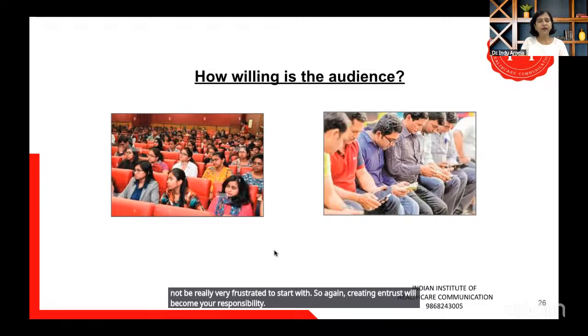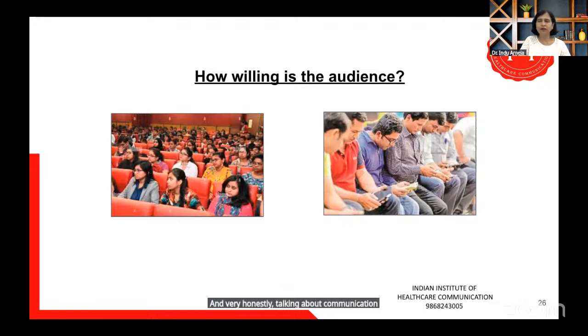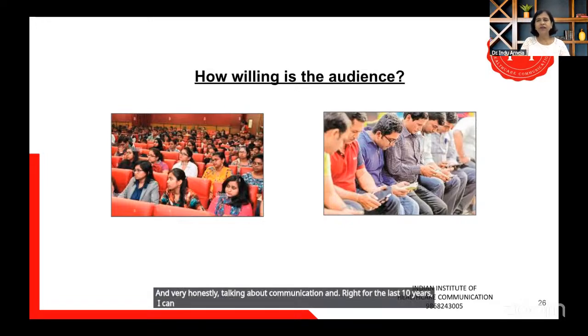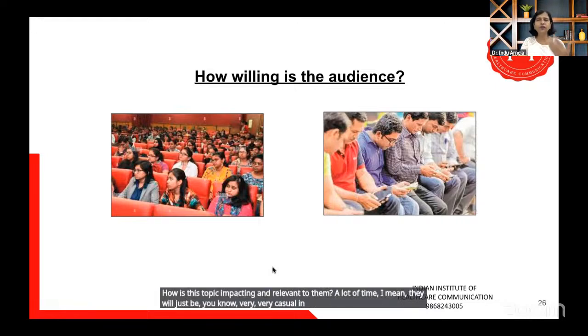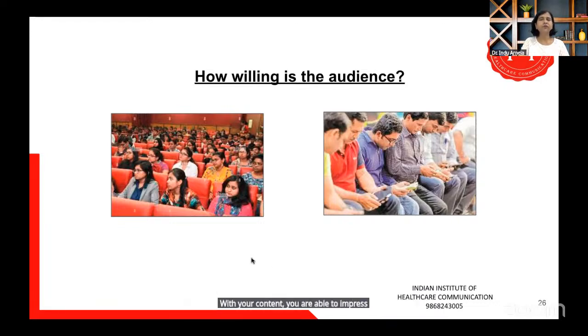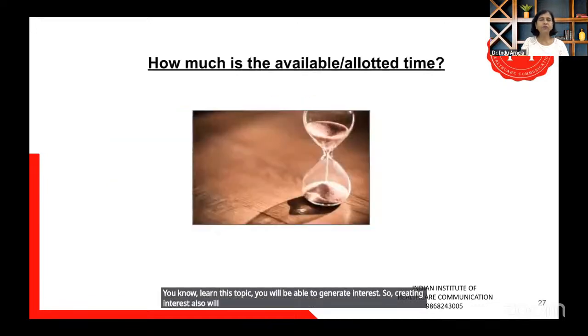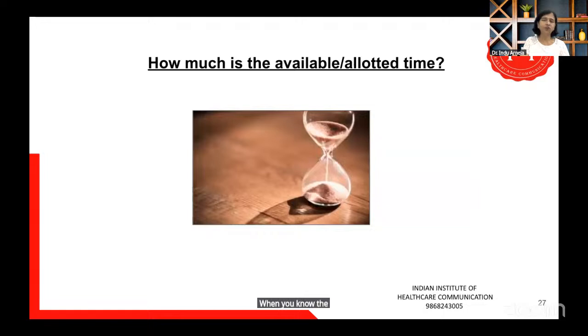And very honestly, talking about communication for the last 10 years, I can say every time I go to deliver this session, I first have to spend the initial 10 to 15 minutes helping them understand how this topic is important and relevant to them. A lot of times, they will be very casual in their approach. It's only once you start delivering your session and your content that you are able to impress upon them how relevant it is to learn this topic. You will be able to generate interest. So creating interest also becomes your responsibility when you know the audience may not be very willing.